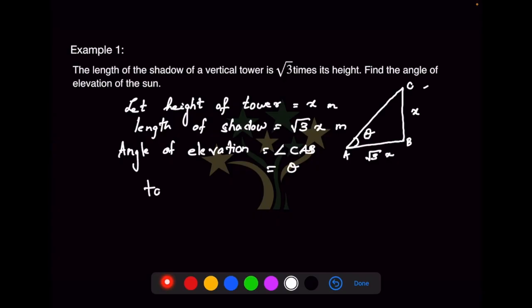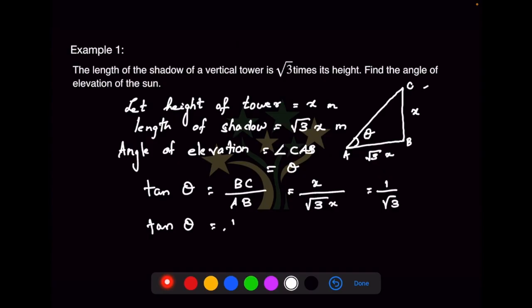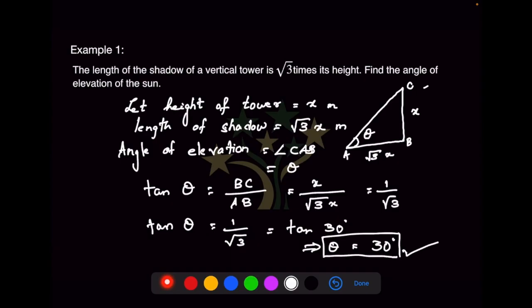We do tan theta. Tan theta is equal to BC, perpendicular, by base. So what is BC? BC is x. And what is AB? √3x. That is 1 by √3. X gets cancelled, 1 by √3. So we have tan theta is equal to 1 by √3. So what is 1 by √3 in respect to tan? Tan 30 degrees. So theta is equal to 30 degrees. So our angle of elevation is 30 degrees.